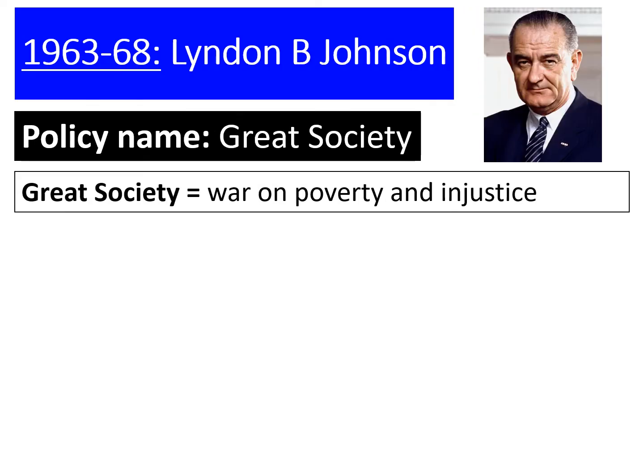The Vice President of JFK was Lyndon B. Johnson, and when JFK was assassinated in '63, he took over office. He did win the next election and became president up until 1968. His policy was given the name the Great Society, and it was very similar to the New Frontier of JFK, as they were both Democrats and they both obviously worked together.